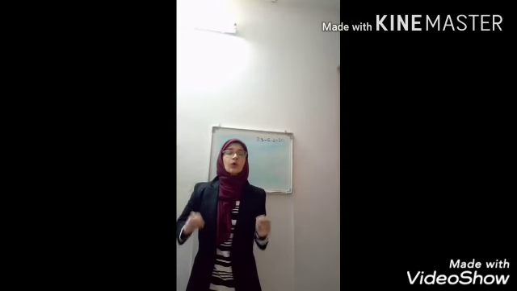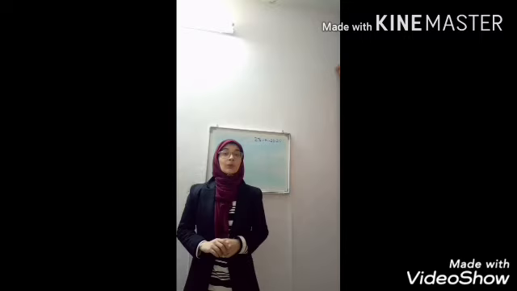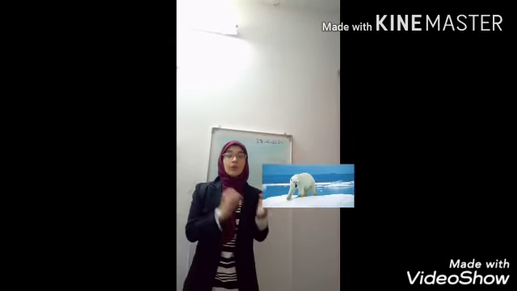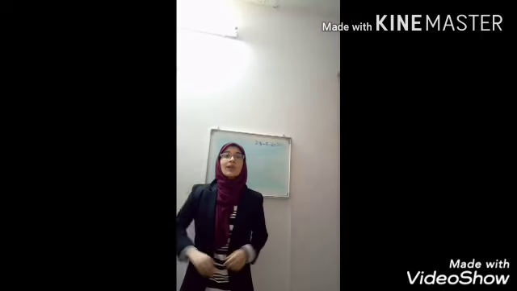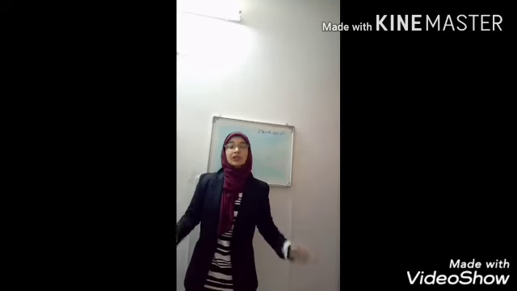Okay. Why can't all living organisms be found in the same place? For example, we can't see camels in cold places or polar bears in the desert. Living organisms will diversify in order to cope with environmental conditions. So, my lesson today is adaptations and diversity of the living organism.